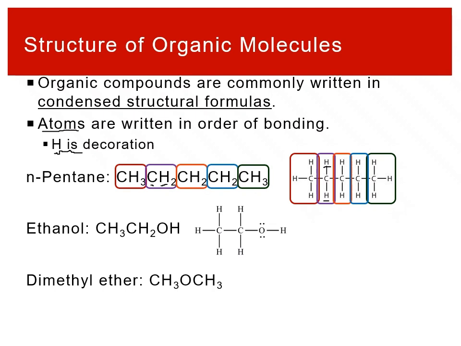If we look at ethanol, this was one of the isomers we wanted to convey, right? So we have the first carbon atom, second carbon atom, and then the oxygen's third. Whereas in dimethyl ether, it was carbon, oxygen, carbon. So we write those in that order to convey that.